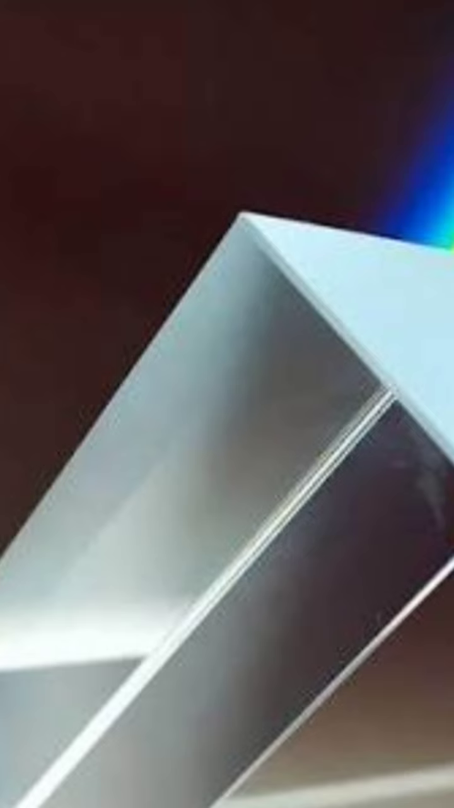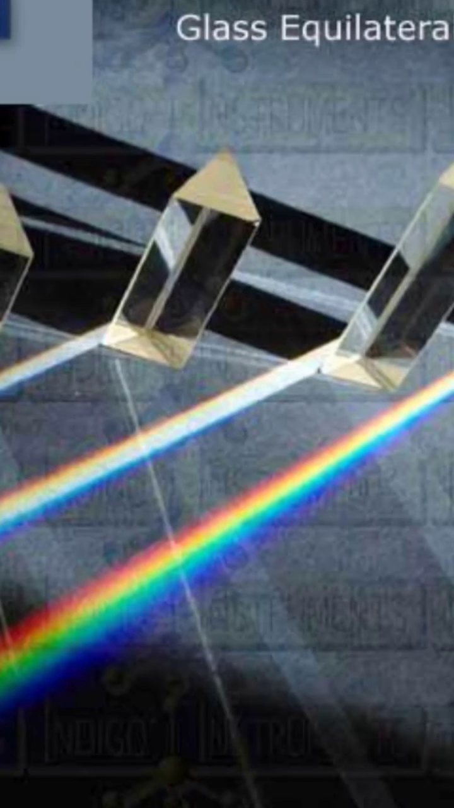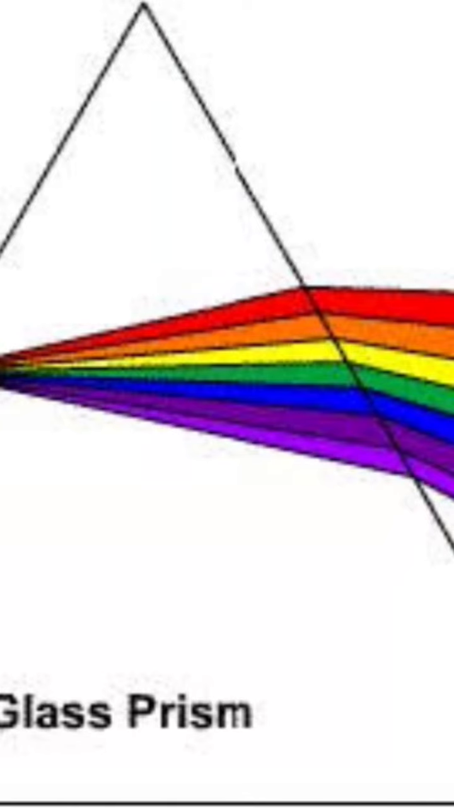Now something interesting happens when sunlight reaches Earth. Earth is surrounded by a layer of gases called the atmosphere. The atmosphere contains nitrogen, oxygen, and many tiny particles like dust and water vapor. Even though we cannot see most of these particles, they are everywhere around us.